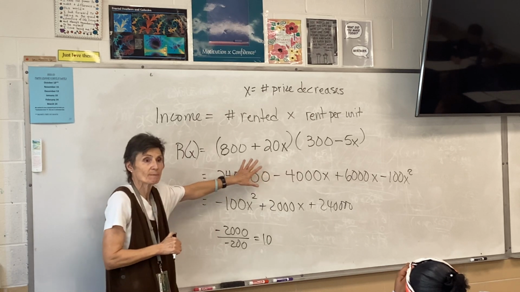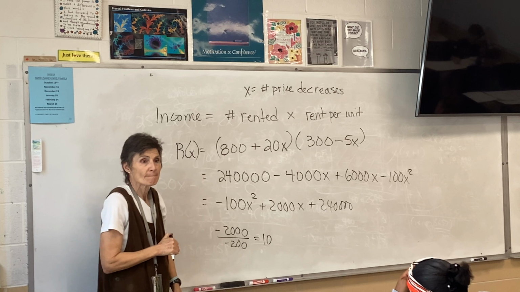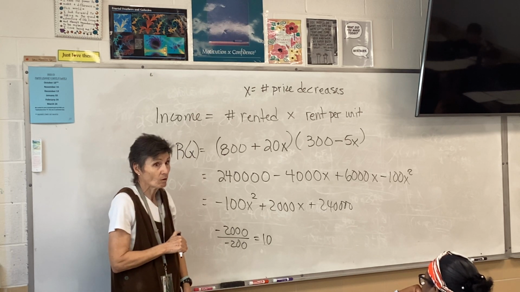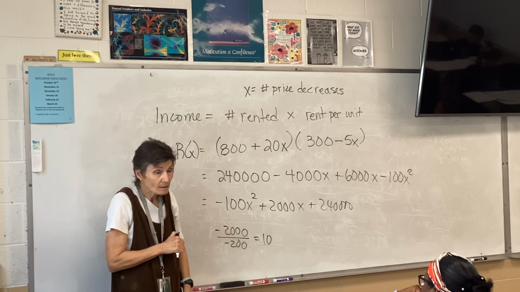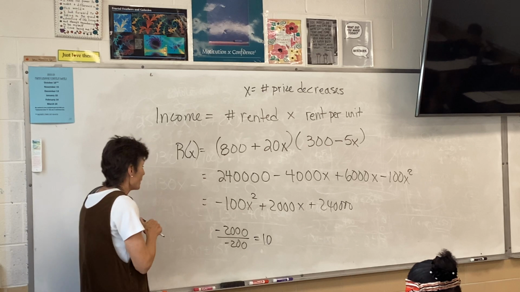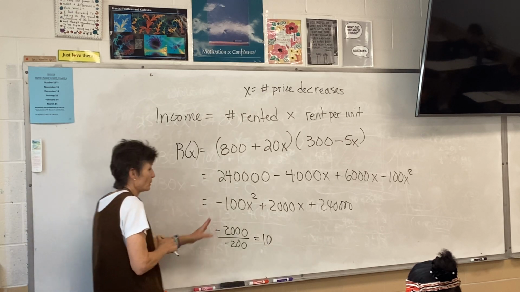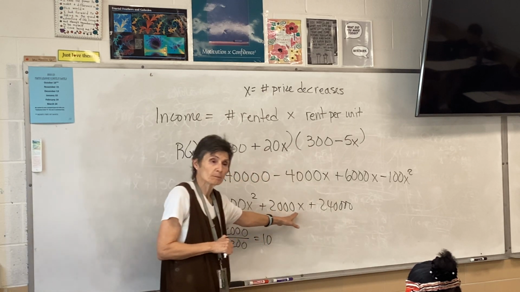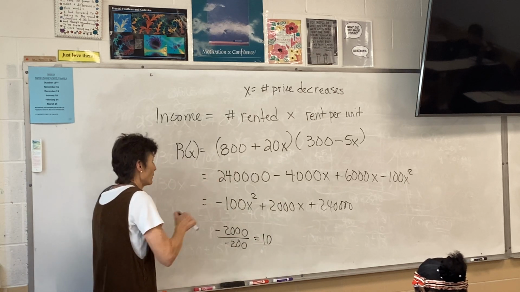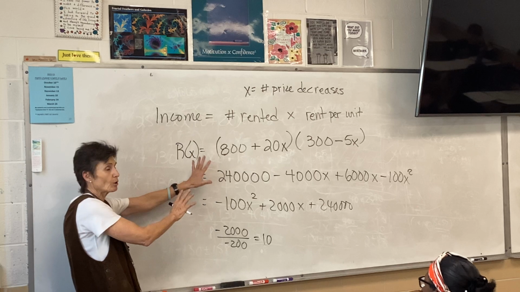Now I do want to show you something. Does this make sense to everybody? Where did the negative 2,000 and the 200 come from? Negative b over 2a. That's how we find our maximum. You could also put this in vertex form if you wanted by completing the square, but that takes longer. So we're all good with this. This will work. Use it.